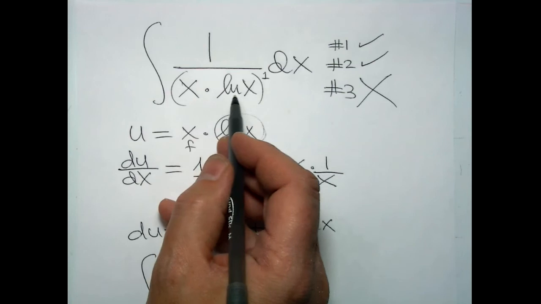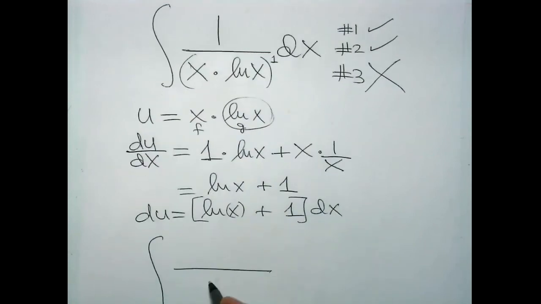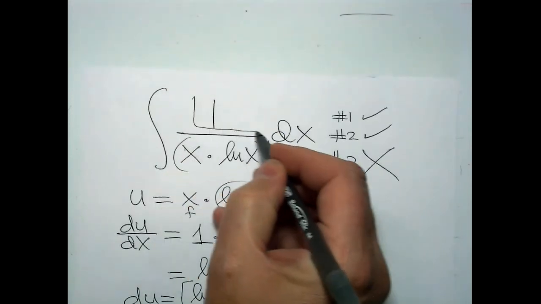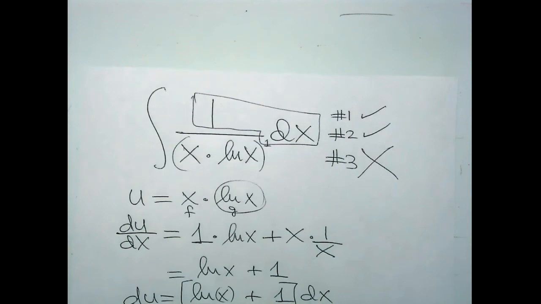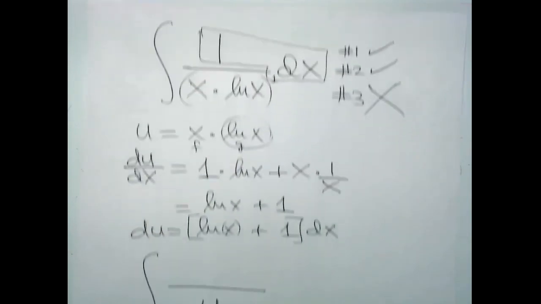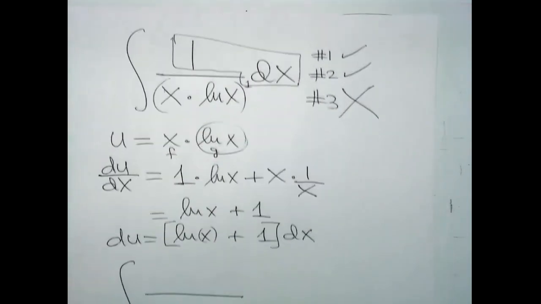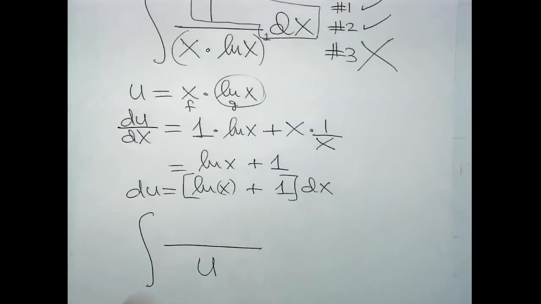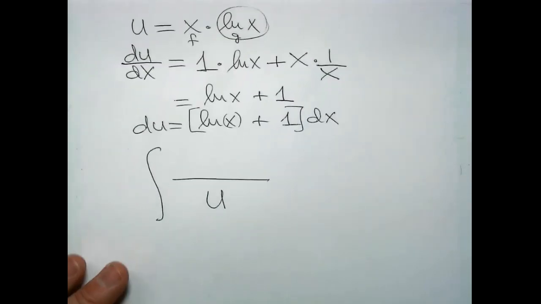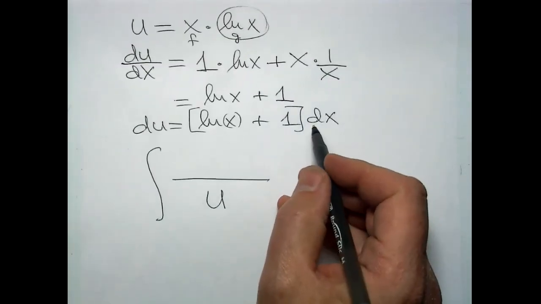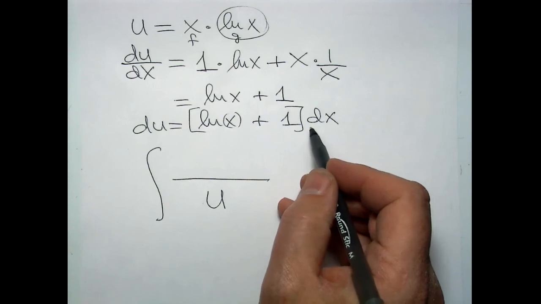You chose natural log of x to be your letter u. That's fine. And look at this. What's left is simply dx. It's just a dx that's left, and I've got to replace that dx with something that has a u in it. Oh, boy, how can we do that?